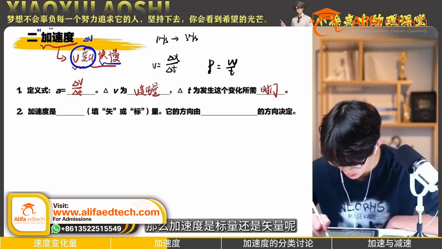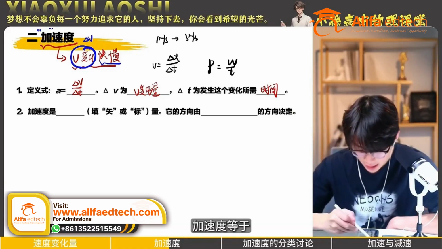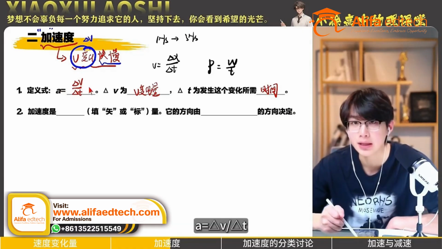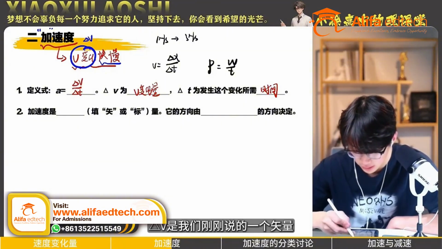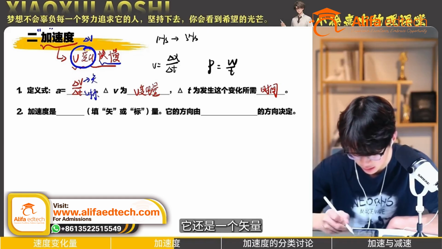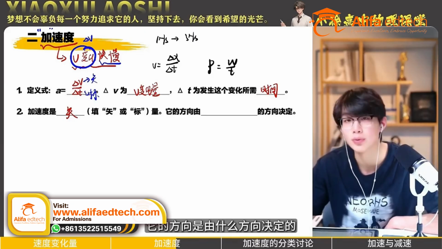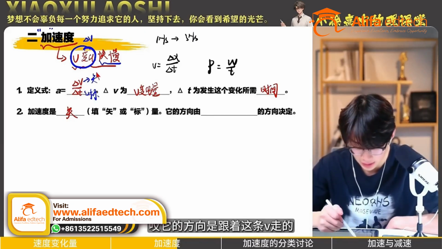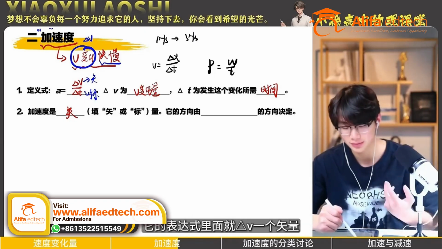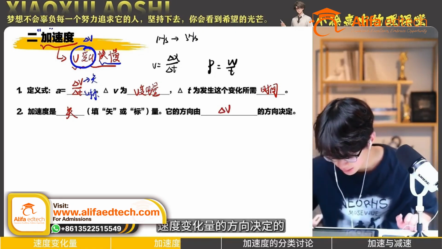So is acceleration a scalar or a vector? Let's see. Acceleration a equals delta V over delta T. Here, delta V, as we just said, is a vector, and delta T is a scalar. So a vector divided by a scalar is still a vector. Its direction is determined by what? Its direction follows delta V. In its expression, only delta V is a vector. So its direction is determined by the direction of the change in velocity.